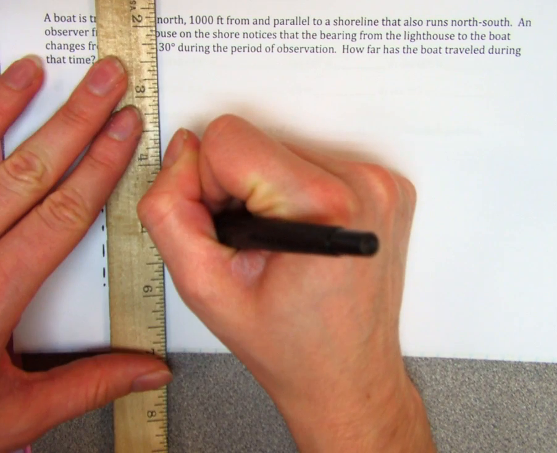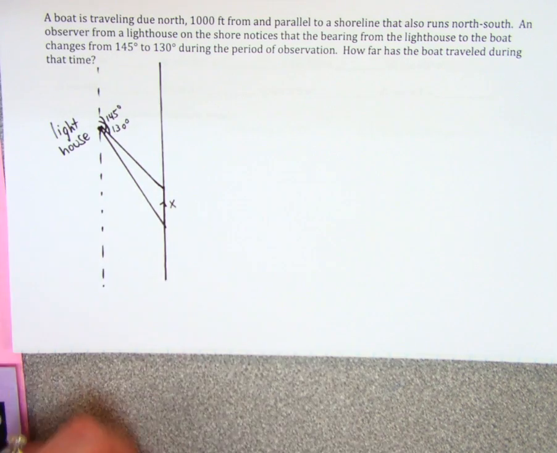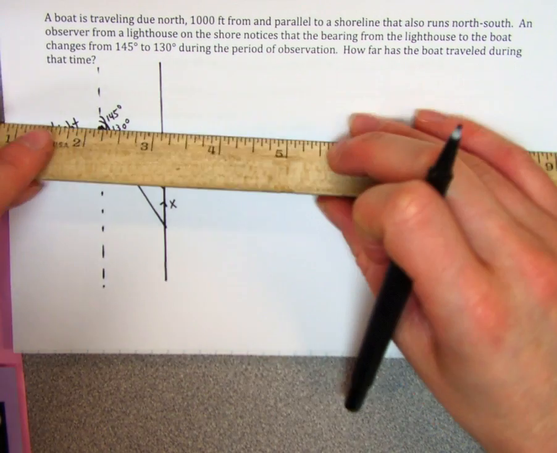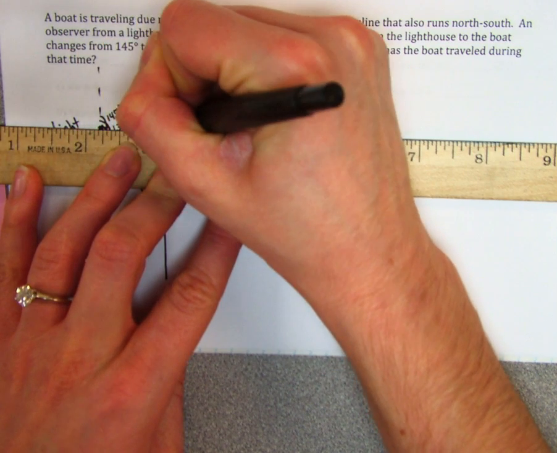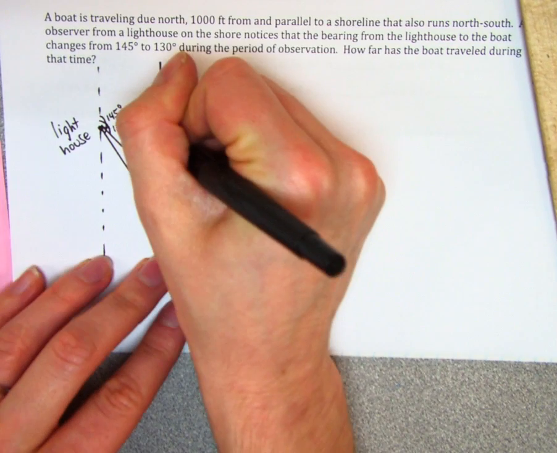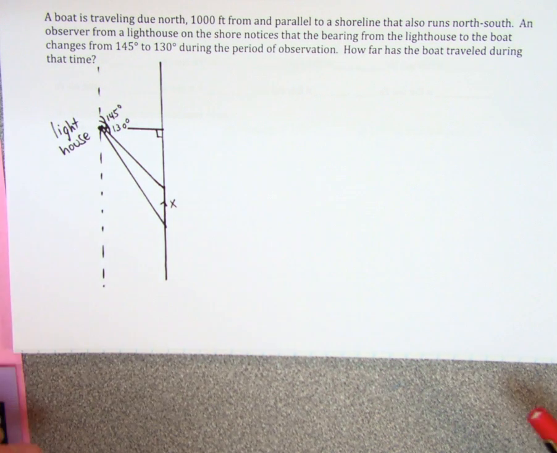So let's extend this line. And then we can see that to make a right triangle, we have to make a straight line through here. And then what it produces is two useful right triangles for us. So let's fill in the information at this point.